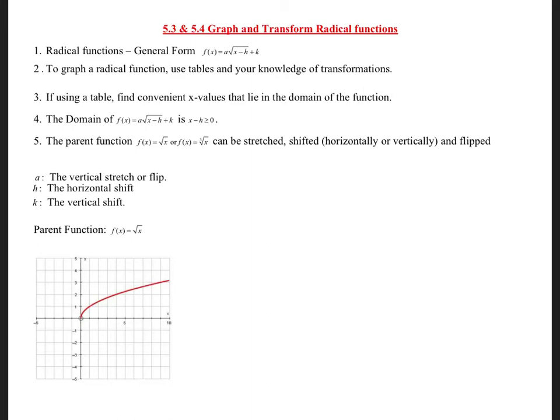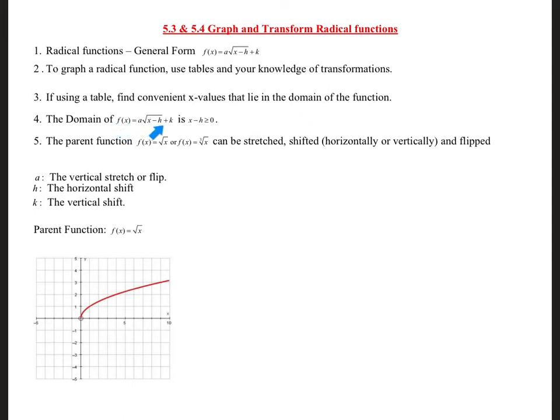In this video, we are looking at how to graph and transform radical functions. And here, a radical function is of the form a times the radical of x minus h, plus k. To graph a radical function, we are going to use tables and your knowledge of transformations. Using the table, we are going to find convenient x values that lie in the domain of the function, and then we are going to graph the function.